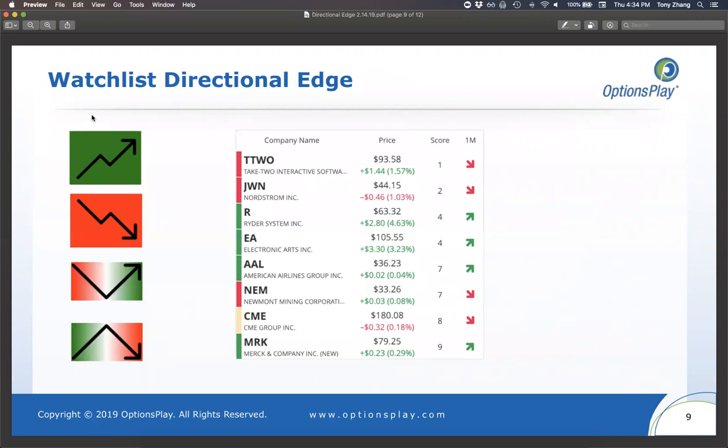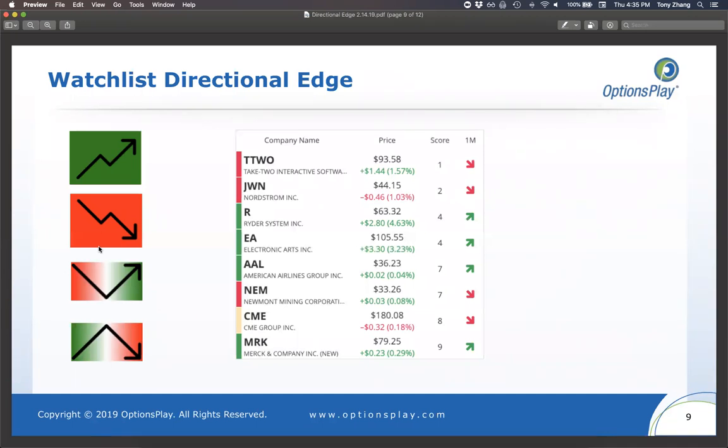Conversely, the two that I think are reversal stocks that are starting to turn around, Rider Systems and Electronic Arts. These are stocks with a score of 4, so relatively weak stocks that are underperforming the market. But as you can see, they've got green trend lines, so green trends, which is telling me this is likely a bullish turnaround, telling me that this is a stock that is weak but starting to turn around.